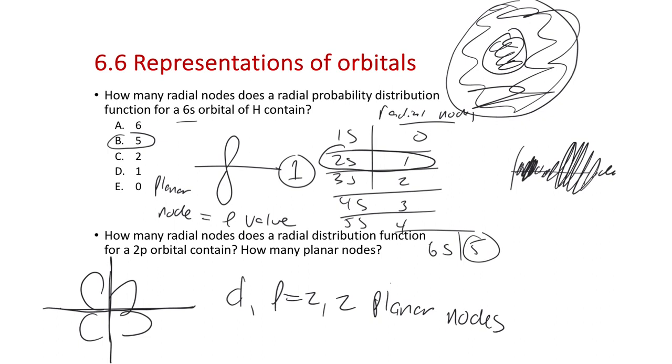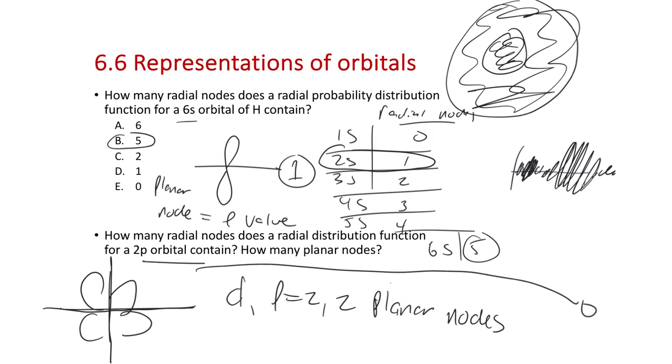So then how many radial nodes does the 2p orbital contain? The 2p, we pointed this out on the slide, had 0. The first time you can have an s orbital is 1s, so no radial nodes. The first n value that has a p orbital is the 2p, so that would have 0.